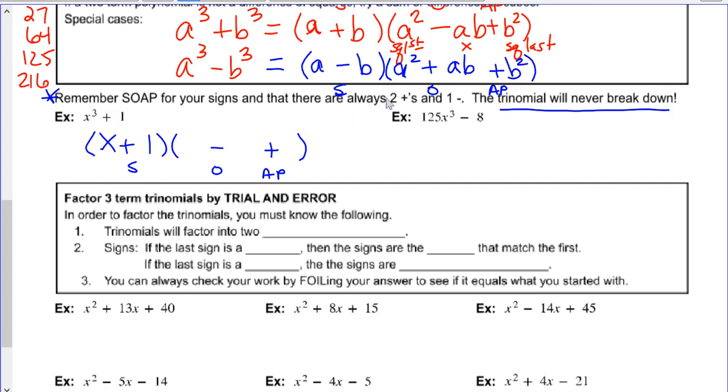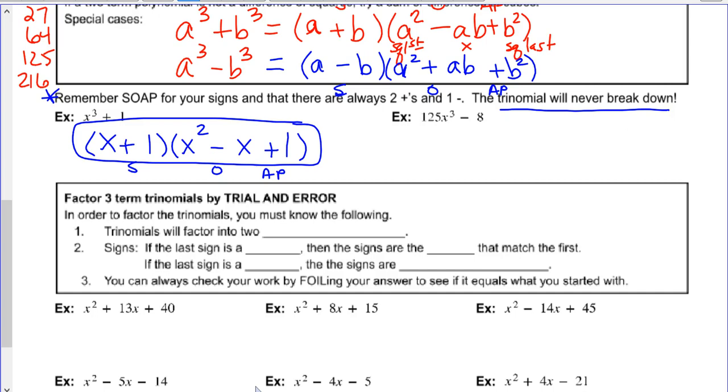Then I'm going to take this pattern: square the first, multiply the two, and square the last. So I'm going to square the first to give me an x squared. I'm going to multiply this times this, so 1 times x is just x. You can put a 1 there if you want, but you don't have to. And squaring the last gives me a 1. And that right there is done. You can't go further on any of these sums or differences of cubes.